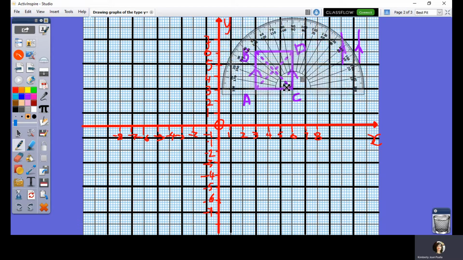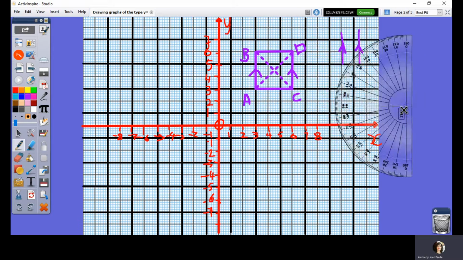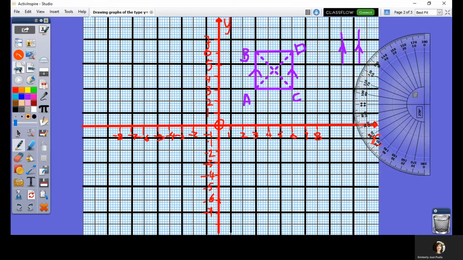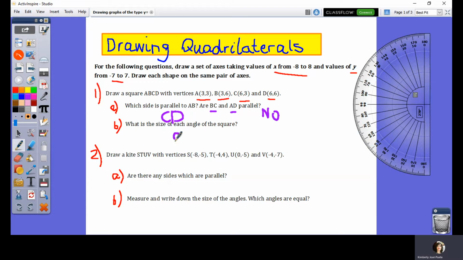You can also see that this angle is also 90 degrees. If I rotate my protractor, you can see that B is also 90 degrees. And if I do the same thing, I put my center on D and rotate my protractor again, I can see that D is also 90 degrees. So that should be my answer. What is the size of each angle? Each angle is 90 degrees.